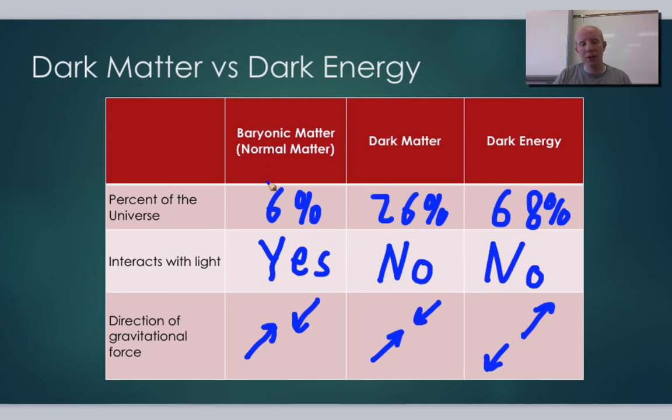Those are the three different types: regular matter, which does interact with light; dark matter, which doesn't interact with light but still pulls in; and dark energy, which doesn't interact with light but pushes away. And that's the distinction. That's how I like to keep them separated in my head. That's a very oversimplification, but overall that will help you kind of distinguish when you read the news and stuff like that what they're talking about.